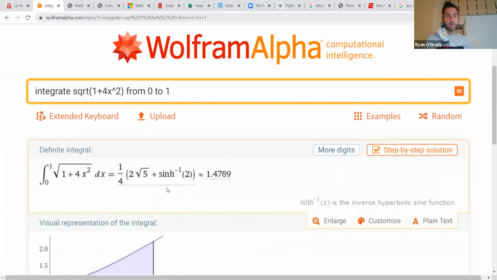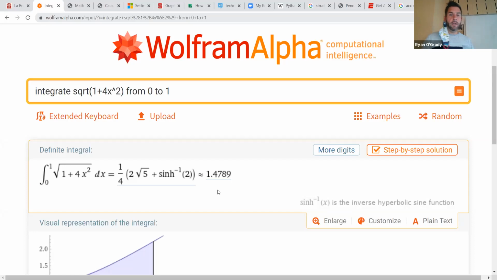But you'll notice that the exact answer is this scary thing, which most of you have never seen before. It's called the hyperbolic sine. But look at the answer. A very good approximation is 1.47. So we're off by almost 2/10. We got 1.6. That shouldn't surprise us. If we use a left Riemann sum, we would be under it a little bit.